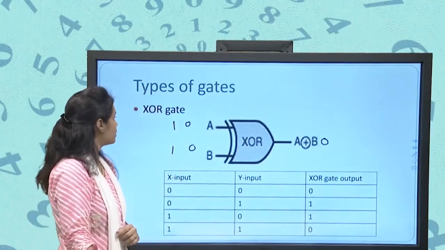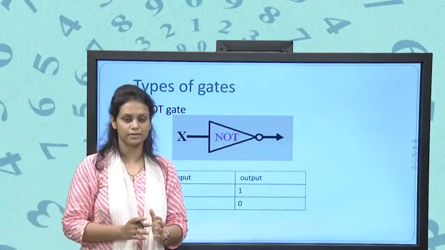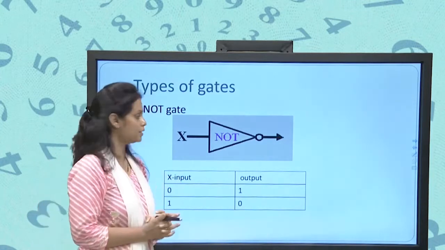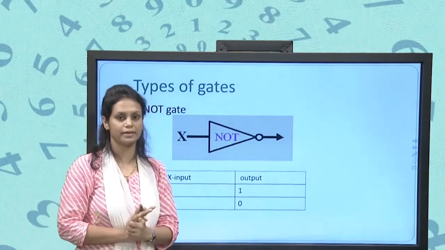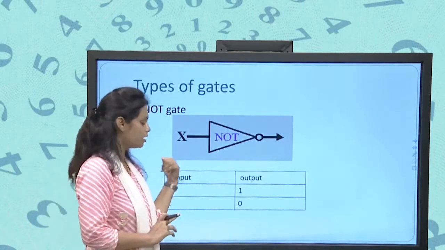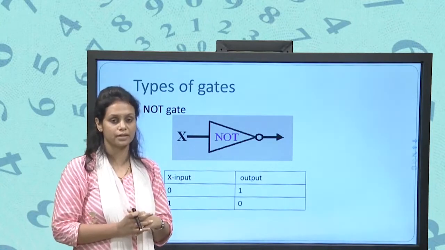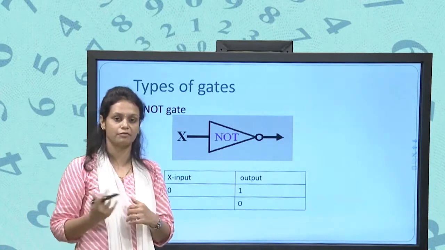Fine. The next type is the NOT gate. Now, see, what is the difference between the NOT gate and the other gates? The NOT gate accepts only one input instead of two. In all the previous gates we have seen, they work on two inputs. There are two inputs x and y and we get one output.